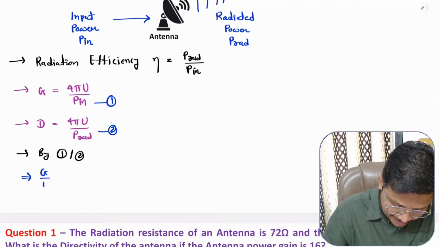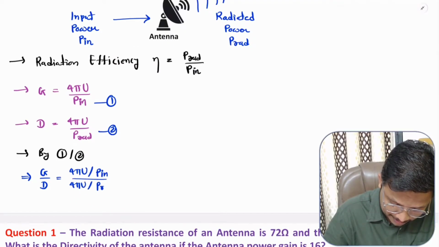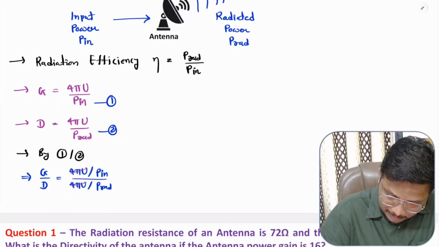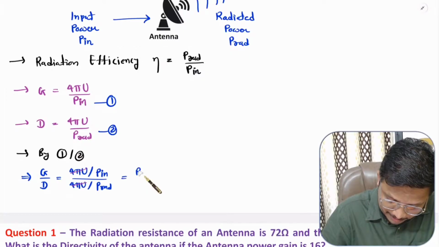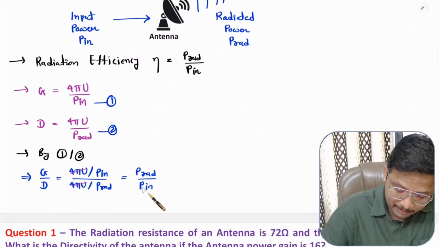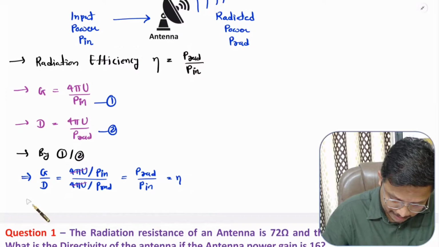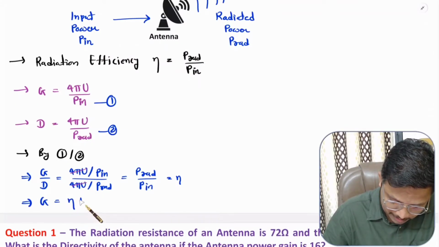So G divided by D equals 4 pi U divided by P in, divided by 4 pi U divided by P rad. Here the 4 pi U gets cancelled. So we will be having P radiated divided by P in, right? And P radiated divided by P in is the radiation efficiency. So the basic relation between gain and directivity is gain equals radiation efficiency into directivity.